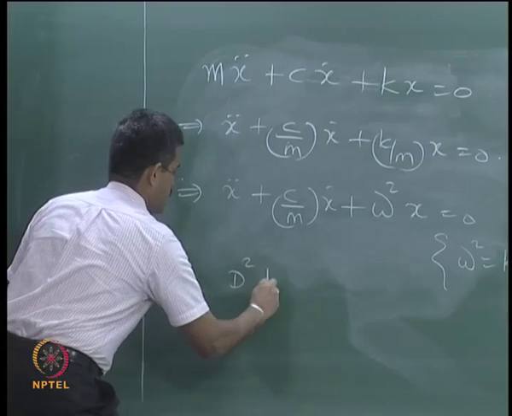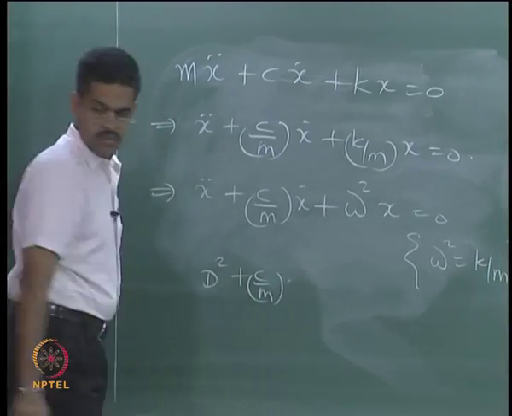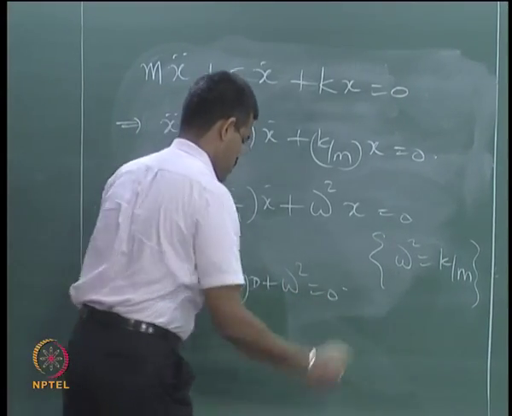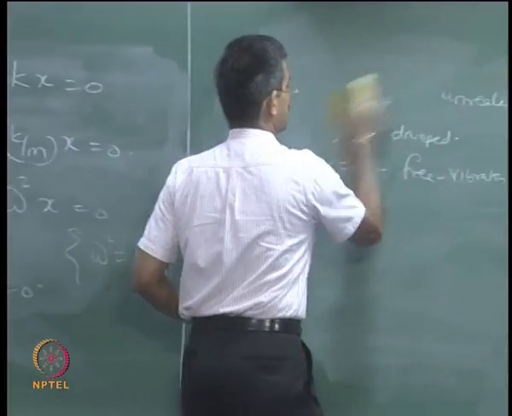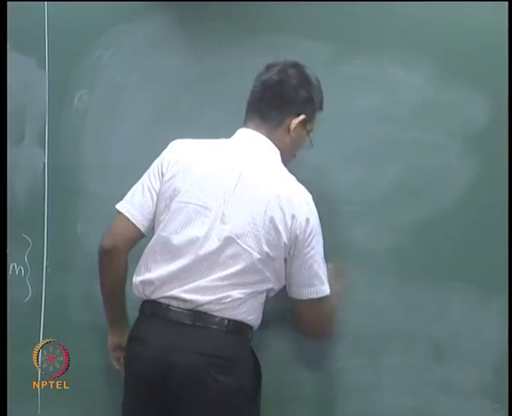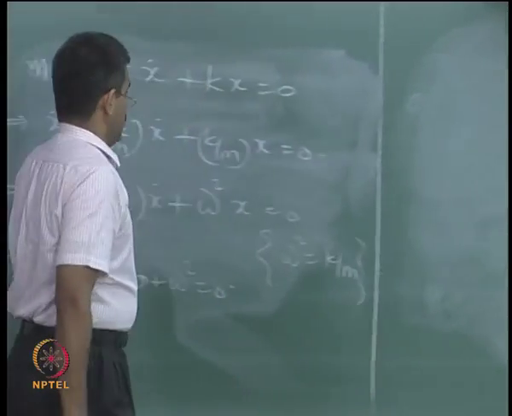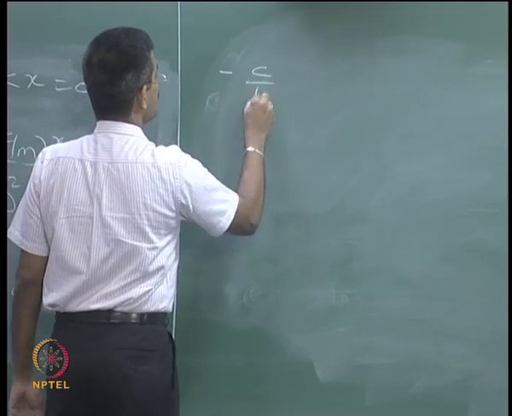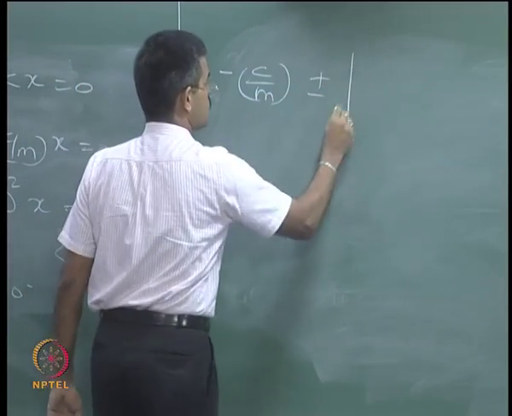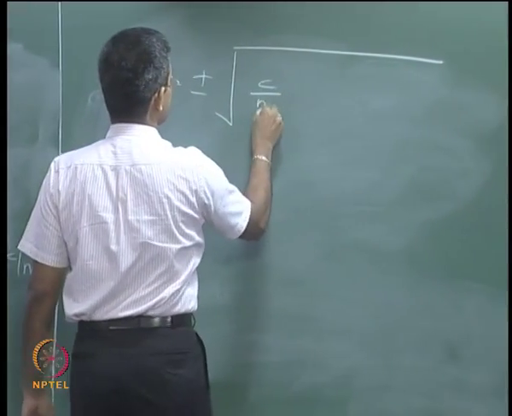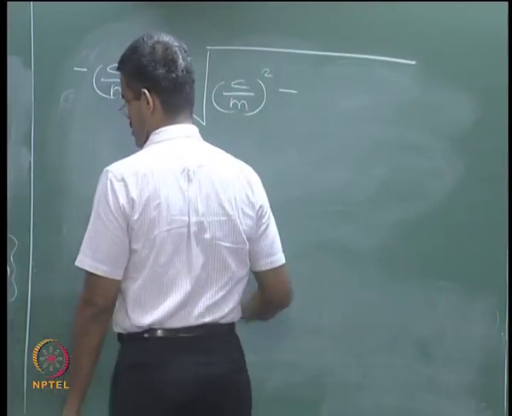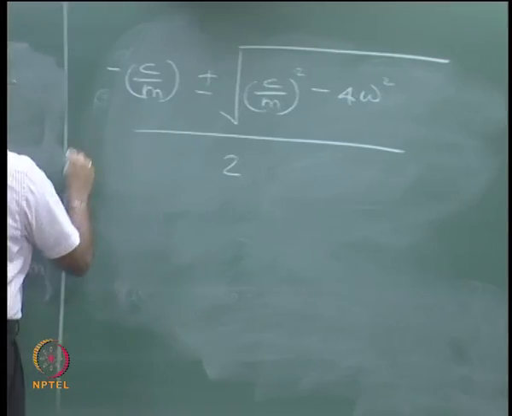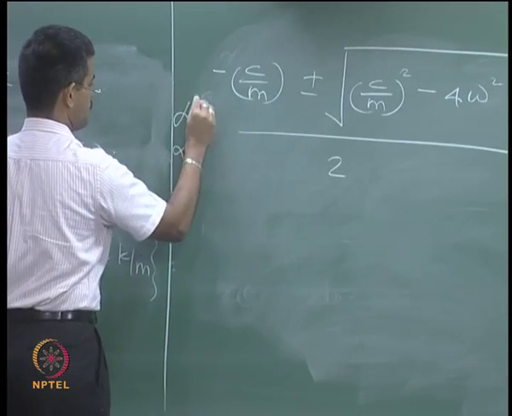So, D square plus c by m of D plus omega square is 0. That is my auxiliary equation for this second order ordinary differential equation. So, I can simply write minus c by m plus or minus root of c by m the whole square minus 4 omega square, whole by 2, will be my roots alpha 1 and alpha 2.